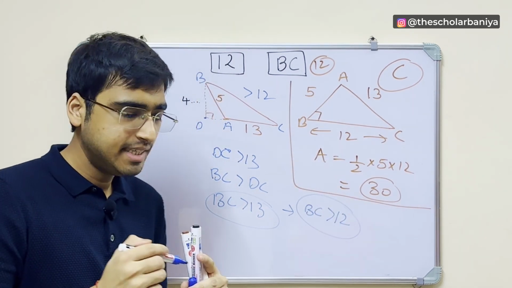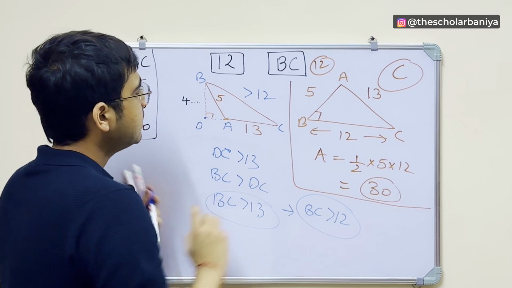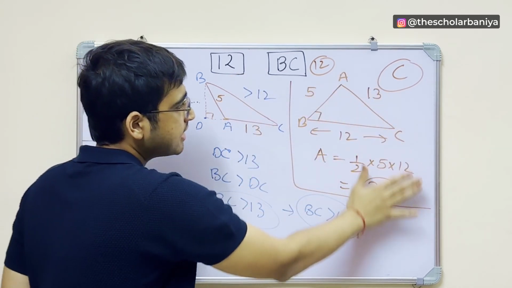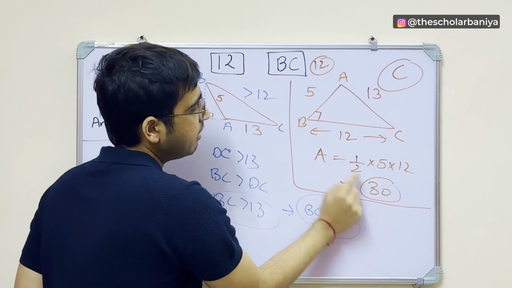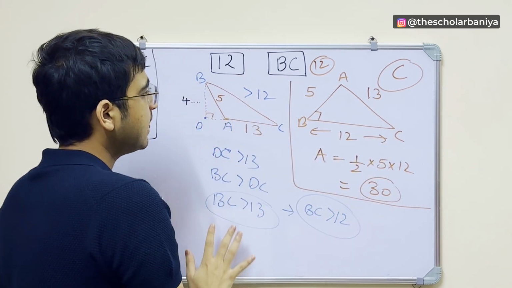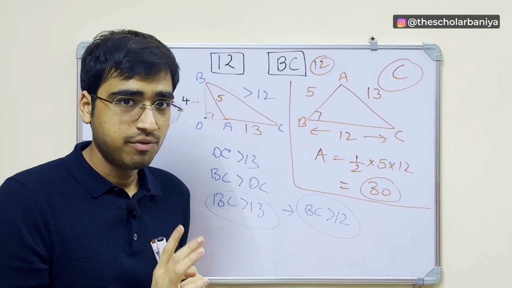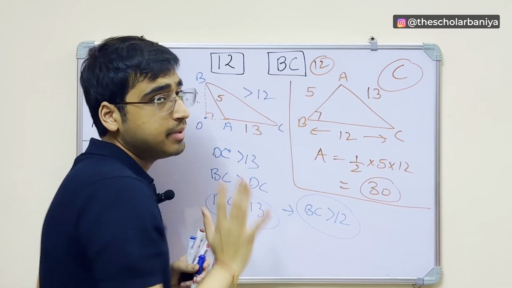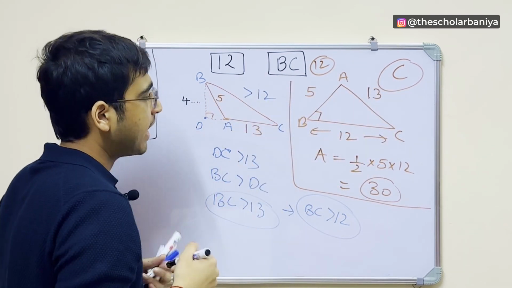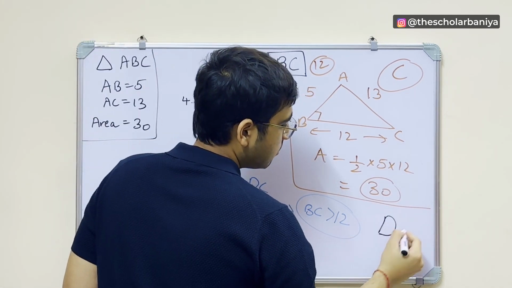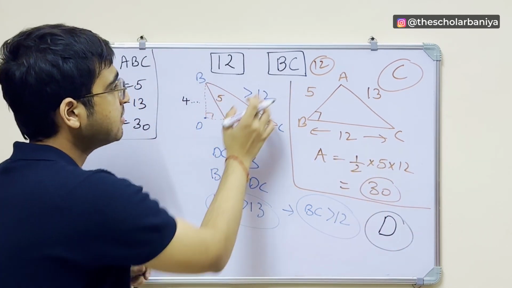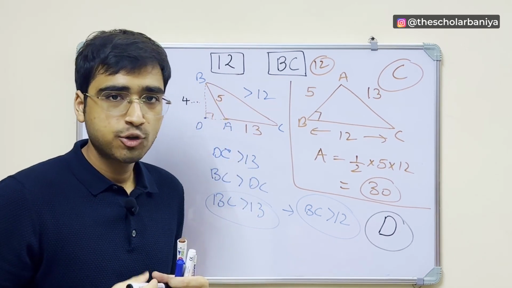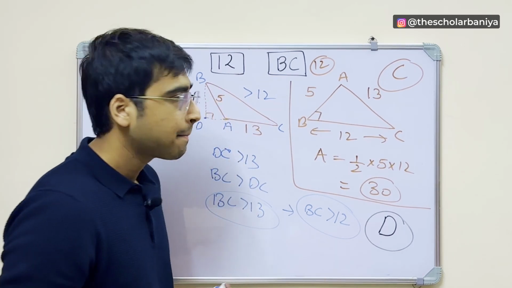I hope this makes complete sense, right? So that means BC can be greater than 12 also. So we saw in this case that BC is equal to 12. And in this case, BC is greater than 12. So sometimes the answer is C, sometimes the answer is B. So that is why your final answer becomes D. Because sometimes it is equal to 12, sometimes it is greater than 12. So we cannot say anything for sure. That is why the answer becomes D.